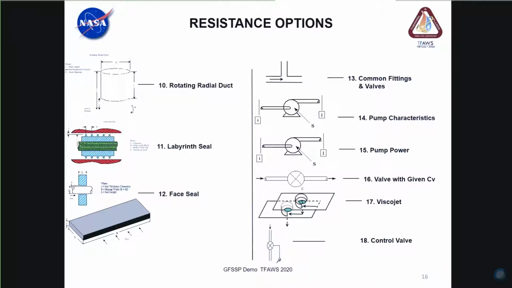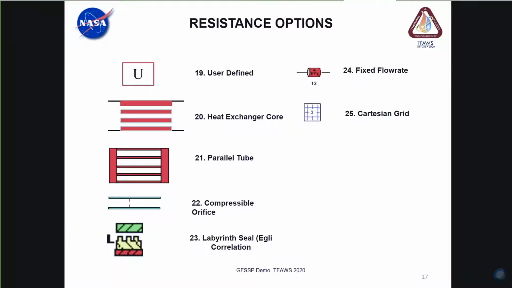You can model a pump if you have a manufacturer's pump curve, or you can simply model a pump as a power and an efficiency. If you have a valve and the manufacturer has given you a CV, you can enter valve characteristics as CV. You can model viscojets, which are a type of device that creates a very high pressure drop so that you get two-phase flow coming out of the viscojet. You can do a control valve where GFSSP monitors the pressure in a node, and if the pressure gets too high, it closes the valve. If the pressure gets too low, it reopens the valve to let flow in.